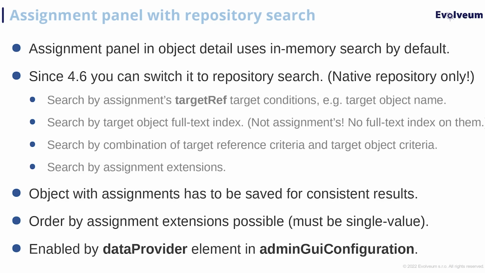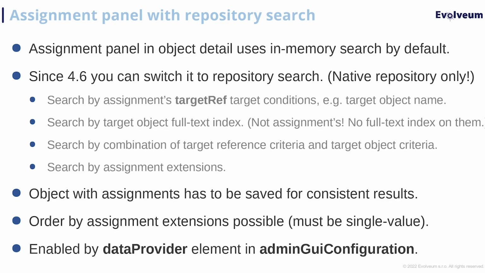You can switch the assignment panel to search from the database. This is only available for native repository, so it's a little warning, but it's our only recommended repository now, so it's not a big deal. When you have this, you can search, for instance, by assignment's target reference and various conditions on the target of the reference, for instance, by the name of the role that is assigned. You can also search on the full text index of the target's reference.